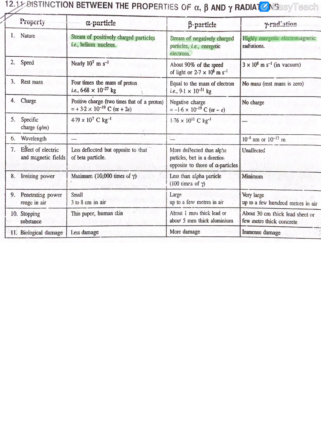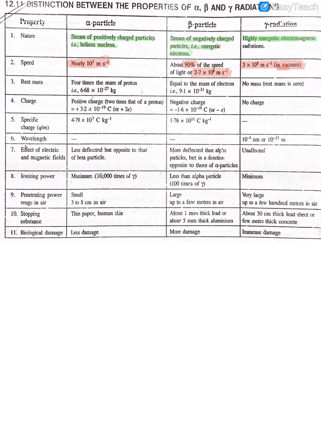Now the second thing is speed. Which travels the fastest? As we know, gamma radiations travel at the speed of light, 3 into 10 raised to 8 meters per second in vacuum. Beta particles travel at only 90% of that. What is 90% of 3? 2.7 into 10 raised to 8. So it's slightly slower than gamma radiation. And alpha particles travel at nearly 10 raised to 7, much slower compared to beta and gamma, about 1/10 of their speed.